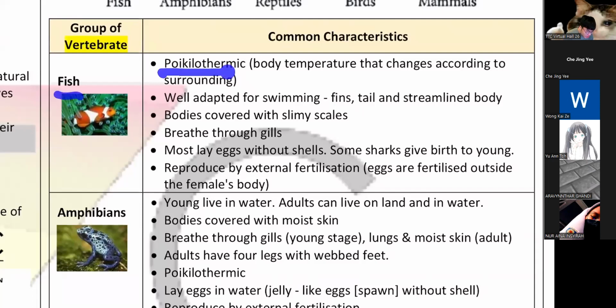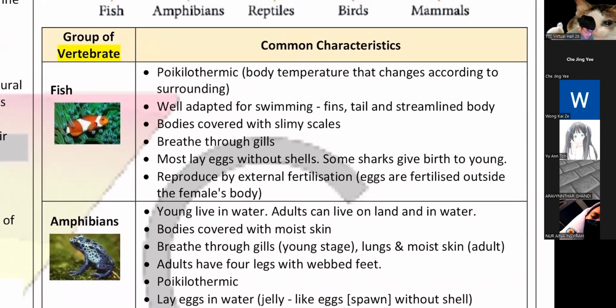Fish, number 1, they are poikilothermic. This is Bedara sejuk. Okay, if you don't know how to write poikilothermic, you can just write Bedara sejuk, or cold-blooded. But of course, this word is better lah. Poikilotherm. You know what's the meaning of poikilotherm? Poikilotherm means they change the temperature according to surrounding. That means if the surrounding is cold, they become cold. Okay, and if the surrounding is hot, they become hot.